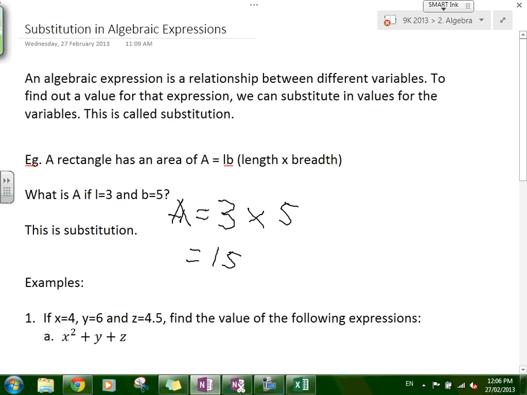All you're doing is you're given a relationship, an algebraic expression with variables of x, y, a, b, whatever they represent. And then you say, well, in this particular case, where a equals 5, b equals 6, and c equals 7.5, what is the value of this expression? That's what you're asked to find.